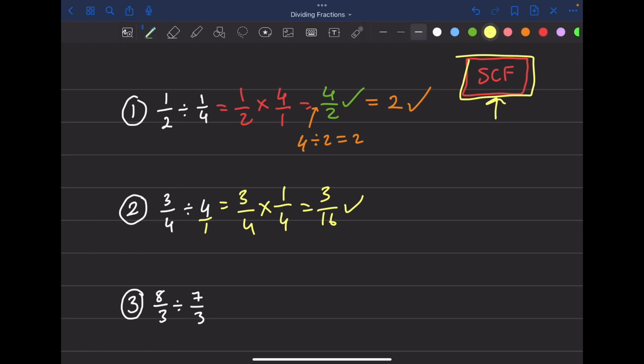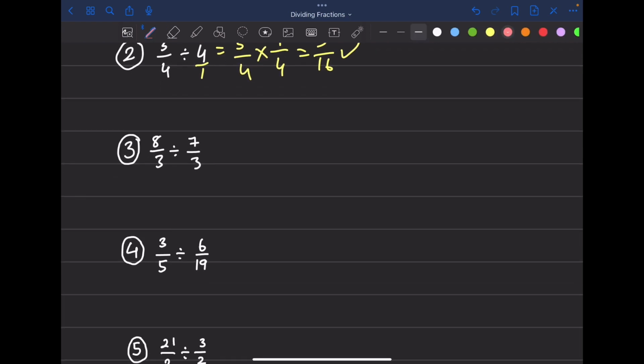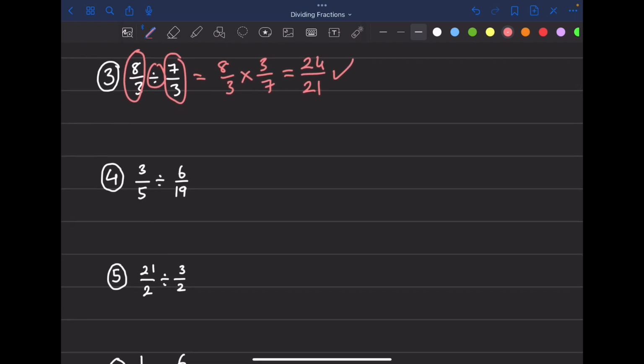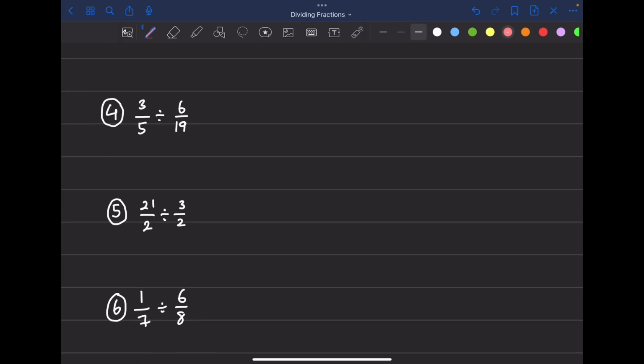And that's basically it once again. All you have to know is same, change, flip. That's it. Question number 3, let's do the exact same thing again. So same, 8 over 3, change the sign, so multiplication, flip the fraction. 7 over 3 becomes 3 over 7. 8 times 3 is 24. 3 times 7 is 21. We are done.